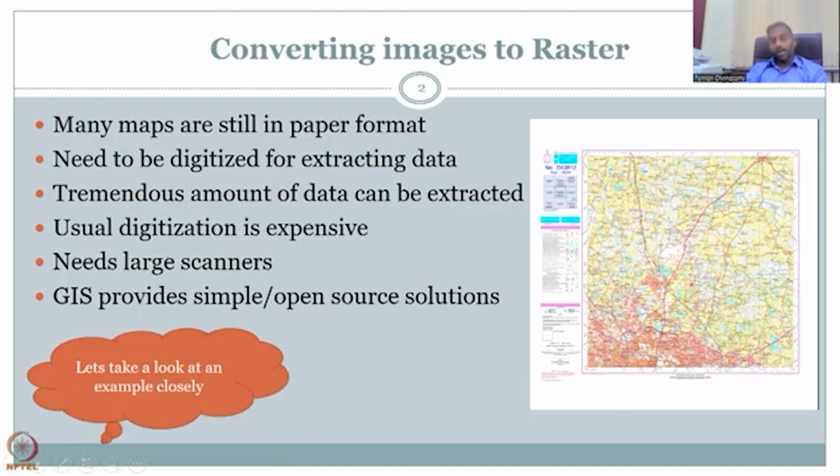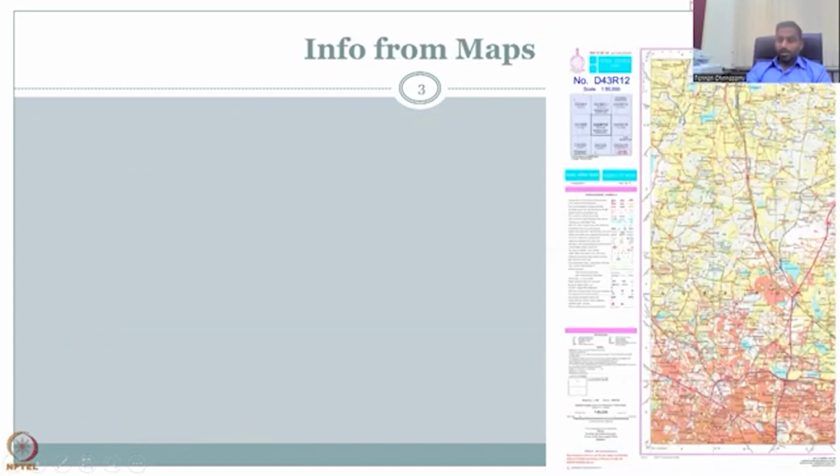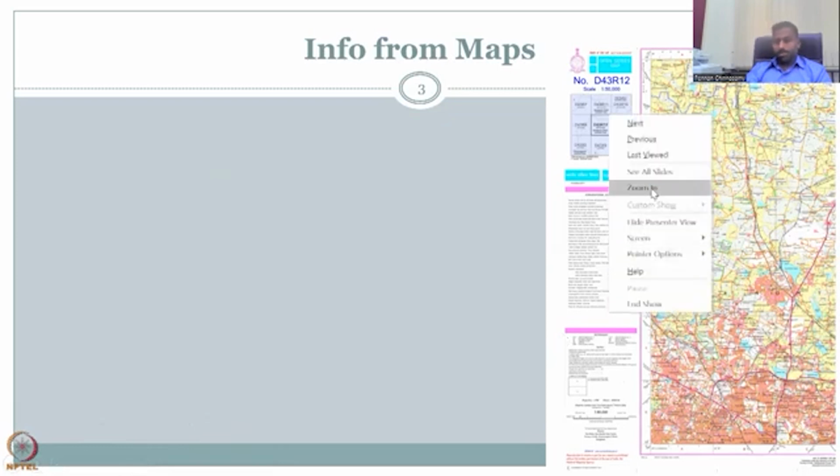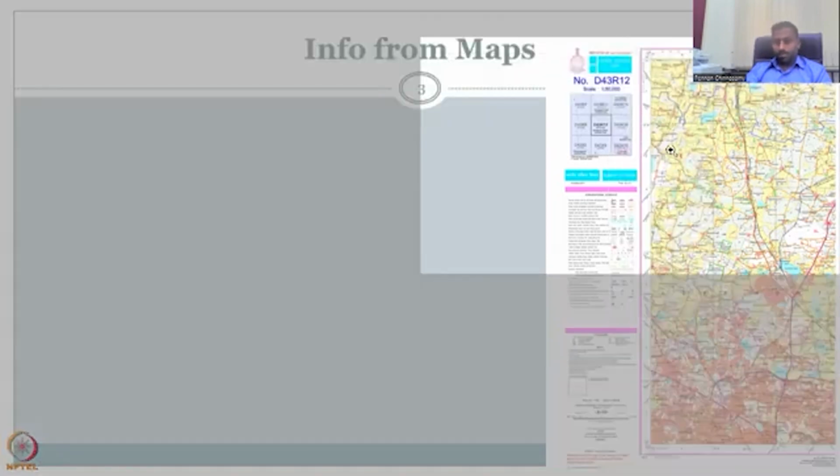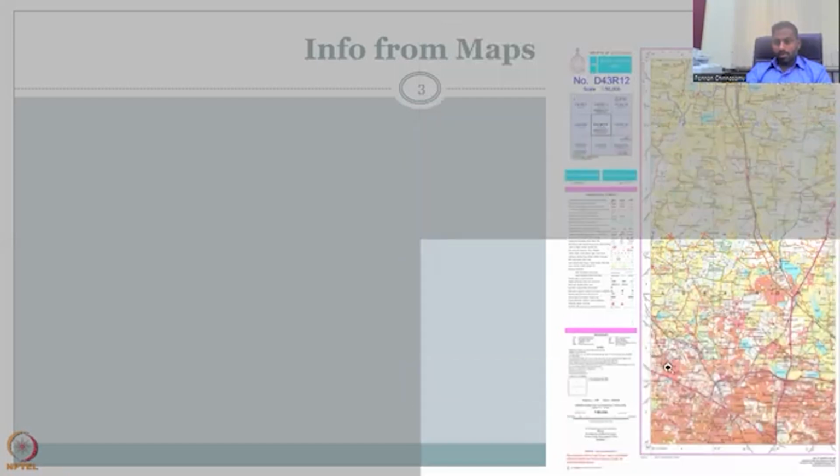Let's take a look at an example closely. This is the image map that we are going to use for the next 6th week lecture, and throughout, you will see how we use this map in detail. But first, let's take a closer look at this map. You could see that there is multiple information in this map. Are we able to digest everything? It's difficult, but let's see what we can extract.